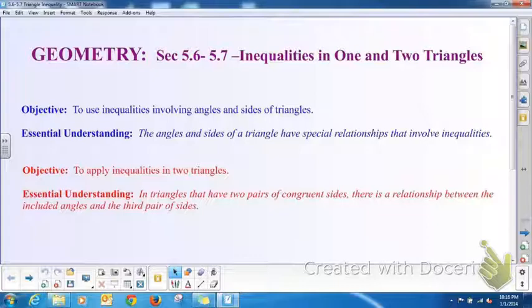So our objectives are this: to use inequalities involving angles and sides of triangles, and to apply inequalities in two triangles. It's essential that you understand the angles and sides of a triangle have special relationships that involve inequalities. Remember, inequalities: greater than, less than, greater than or equal to, less than or equal to. In triangles that have two pairs of congruent sides, there is a relationship between the included angles and the third pair of sides. So we're going to explore these concepts in these two sections.